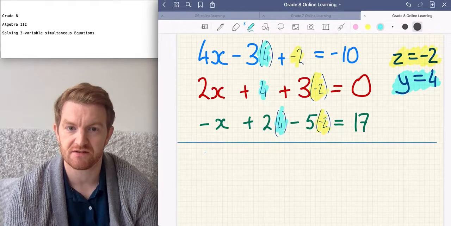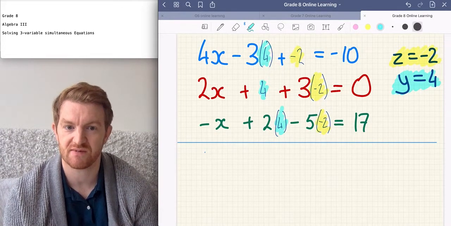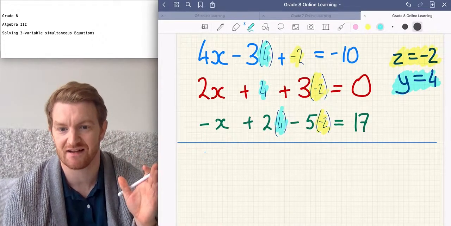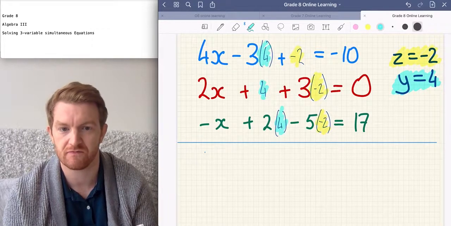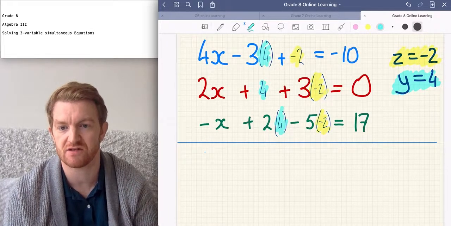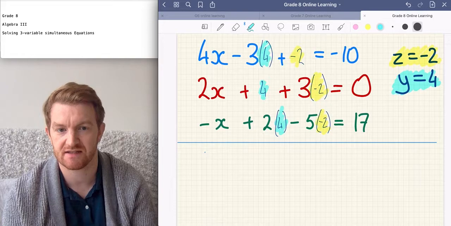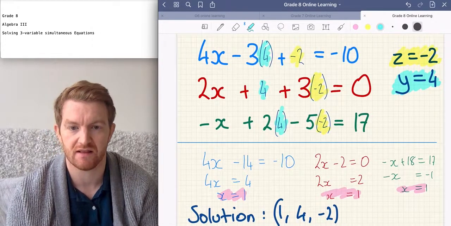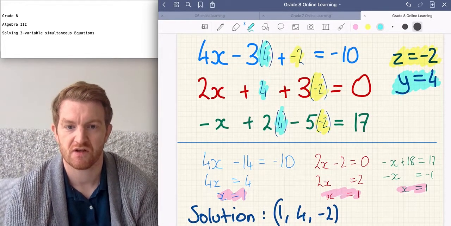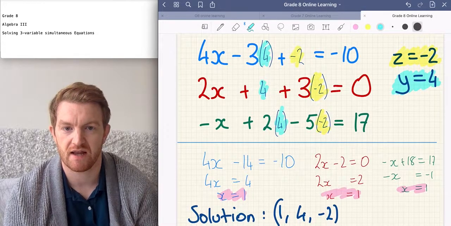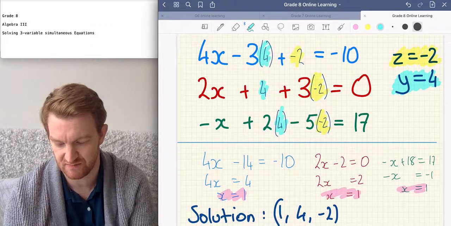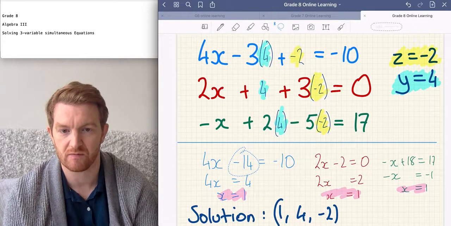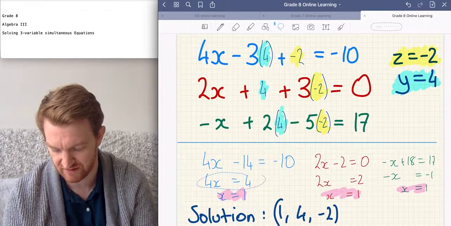By doing this, we can see that the only variable that's going to be left once we tidy this all up is x. So we do -3 times 4, we do 5 times -2, we do all the multiplications. Be careful of your positives and negatives, and it will look something like this. So in the first equation, the blue one, -3 times 4 is -12, subtract the 2 is -14, that's this bit here, and then we can add 14 to both sides, you get 4x is 4, and we get x is 1.